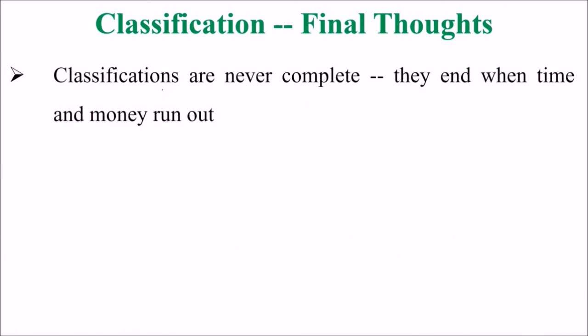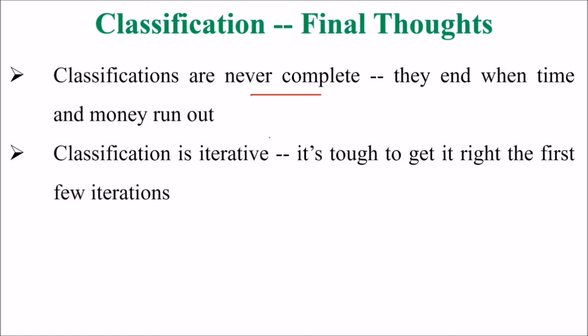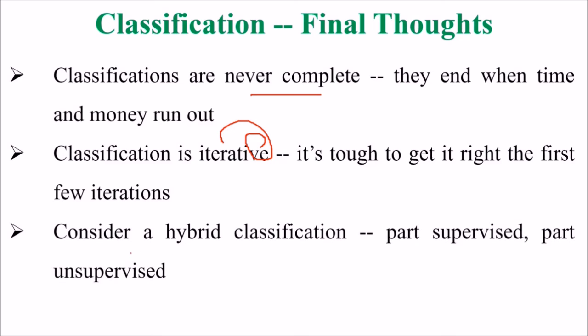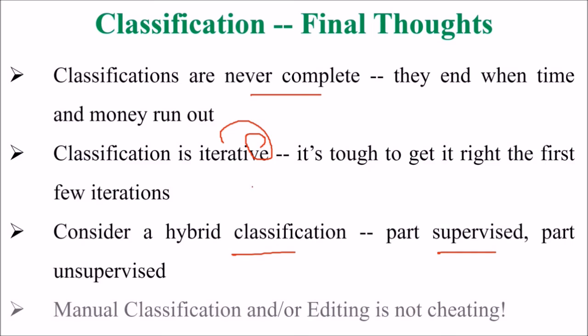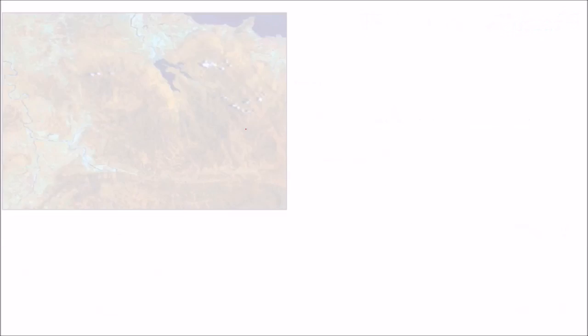So let us have some final thoughts. Classifications are never complete. They end when time and money run out. Classification is iterative, that is, it loops. It's tough to get the first few iterations right. We consider hybrid classification, that is partly supervised, partly unsupervised. And manual classification or editing is not cheating.